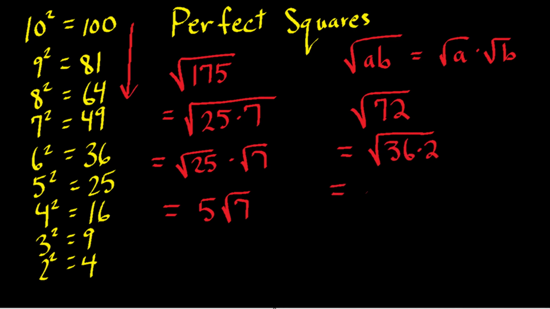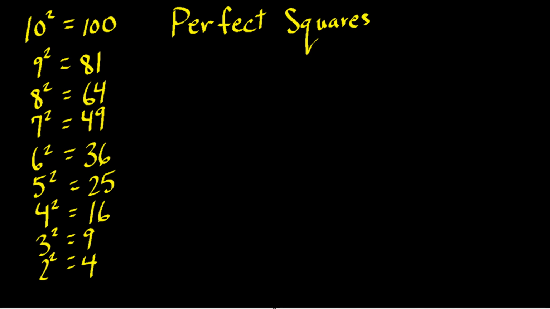Then I can rewrite this using the rule above to be square root 36 times square root 2, and then square root 36 is 6, so our final answer is 6 square root 2. Let's try a few more. Simplify square root of 99.